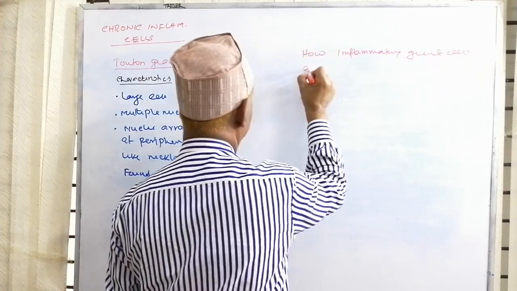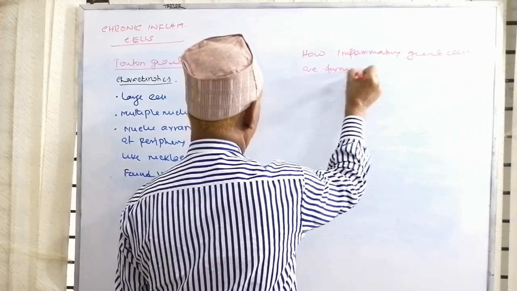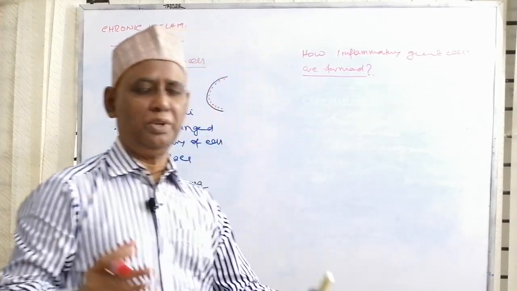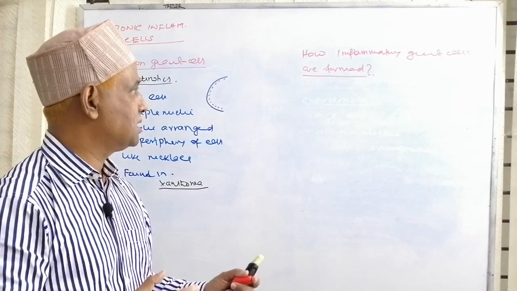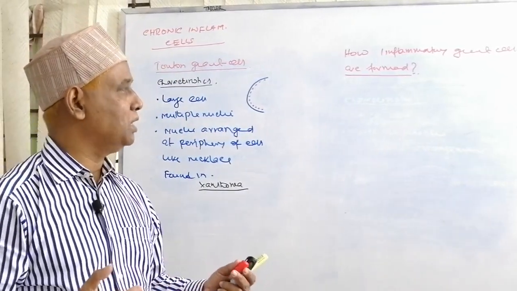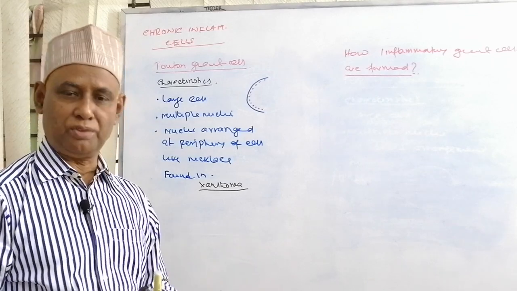How inflammatory giant cells are formed. Dear audience, you know, an inflammatory giant cell is found in chronic inflammation and it is a large cell containing multiple nuclei. So how does a single cell contain multiple nuclei? That is how inflammatory giant cells are formed.